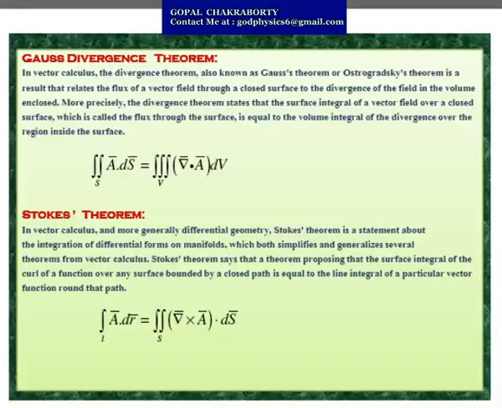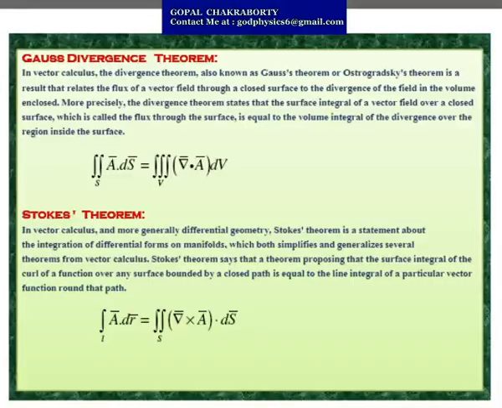So these are the integrations that you have to do in vector calculus, but you need some relation between the surface integral and the volume integral, or the line integral and the surface integral, because using this relation you can convert a surface integral to a volume integral or a line integral to a surface integral. So now I am going to discuss these theorems. One is Gauss divergence theorem, another one is Stokes theorem, which give you some relation between these three integrations. So the first one, Gauss divergence theorem.